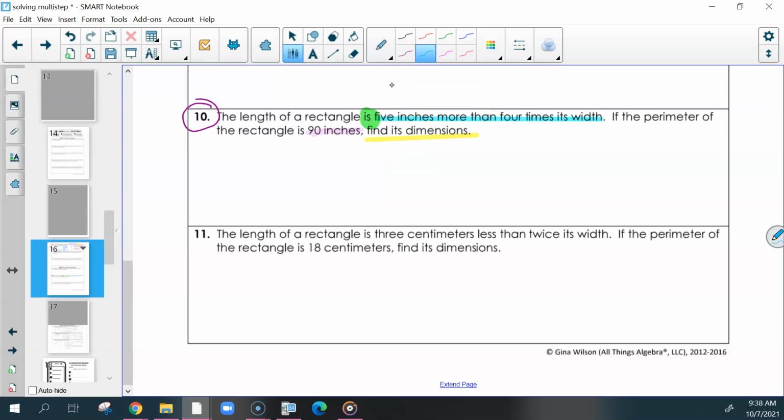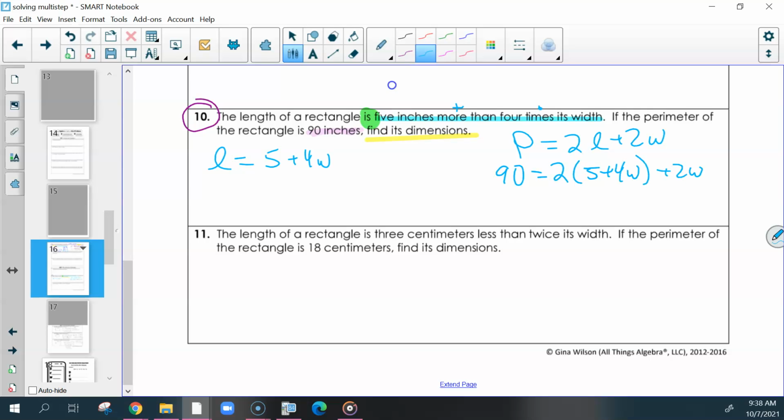So again, make an equation for your length. 5 inches more than 4 times its width. We know we're adding and multiplying. 5 plus 4w. Our perimeter equation has not changed. It's still that P equals L plus 2w. I can put this in for L, put 90 in for P. And then solve from there.